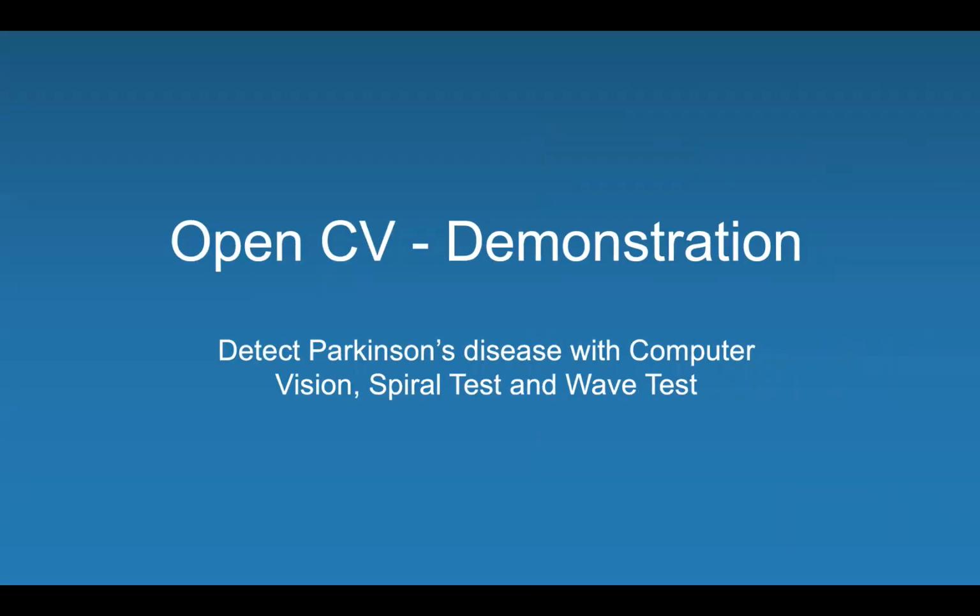Next, we will have a demonstration on how to detect Parkinson's disease with computer vision. And we also have something called the spiral test and wave test. It's basically a medical test that is being performed, and you can make use of these two tests and implement your computer vision model to detect Parkinson's disease.